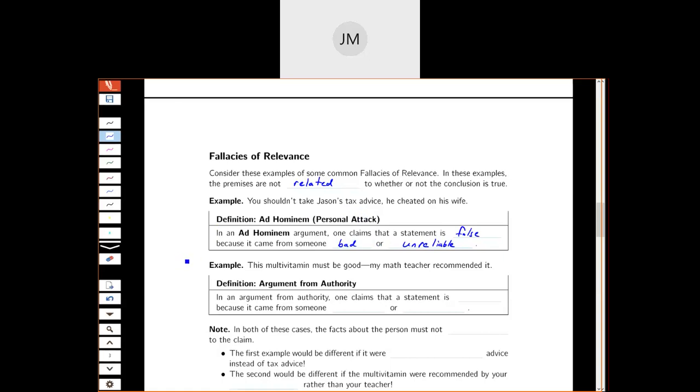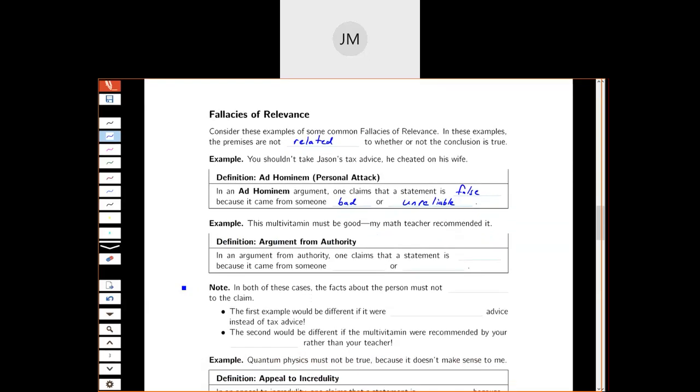All right, here's another example. This multivitamin must be good. My math teacher recommended it. This is kind of like the same idea, but on the other side of things. Instead of saying you should not do this thing because somebody who's bad or unreliable said it, it's going the other way. It's saying that this thing is good or true because it came from somebody that is reliable or good or that you trust. So in an argument from authority, one claims that a statement is true because it came from someone good or reliable.